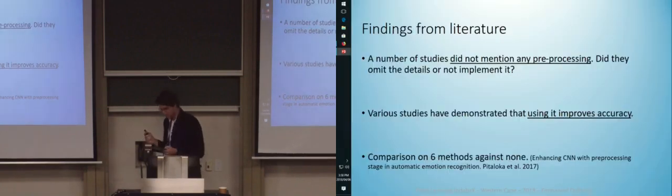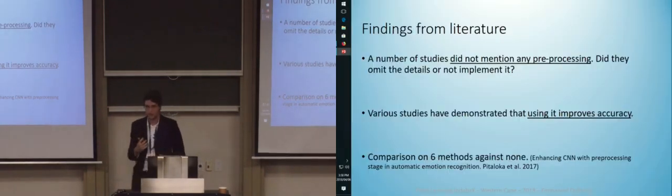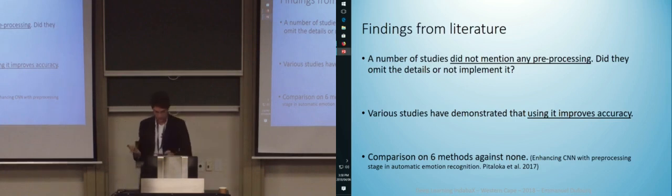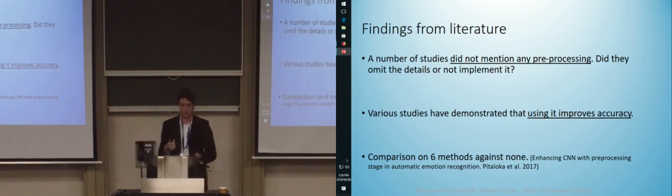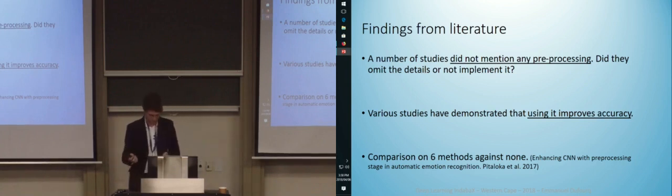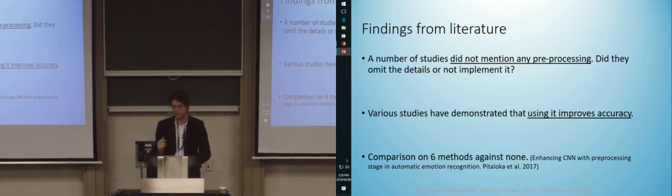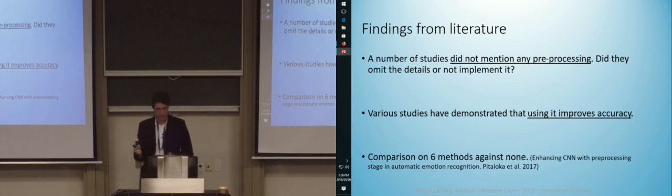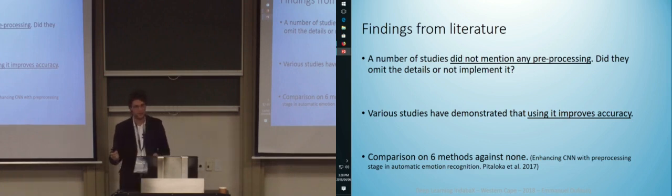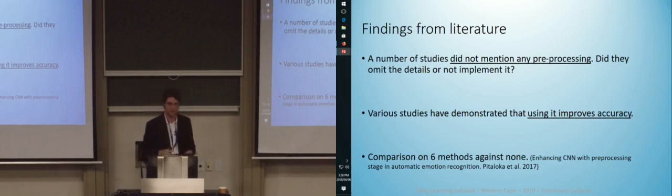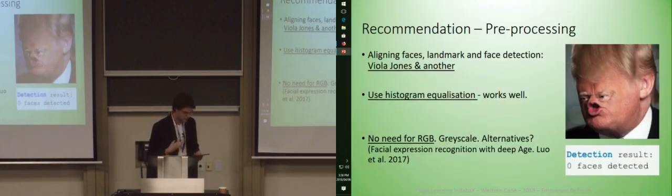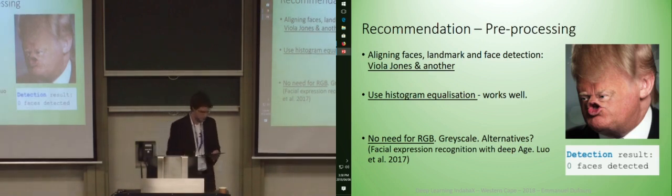In terms of the literature, a lot of studies did not actually use any pre-processing. So the question is, did they omit this, or did they just not mention it? Various studies have demonstrated that if you apply pre-processing, you will have an improvement in your CNN performance. There was a study that compared 6 different pre-processing methods to not applying pre-processing, and in each case, the pre-processing was better than no pre-processing. So having said that, I definitely encourage people to use pre-processing.